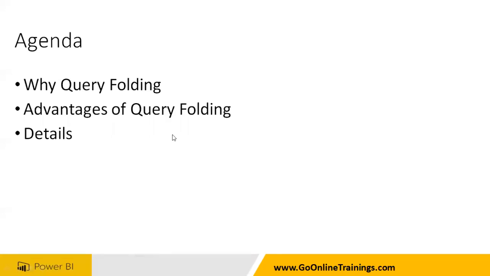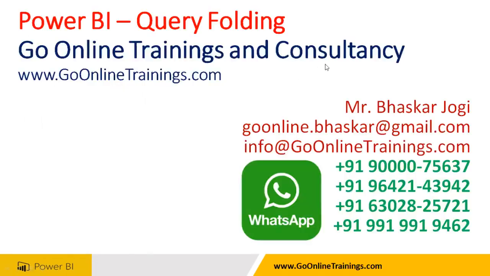Some transformations can be done at the source level. So that is what is called query folding. The M language is going to write an equivalent query and send it, so that SQL Server or the source itself is cleansing some data and sending the cleaned, ready-to-use data based on your steps in the Power Query level. So that is what is called query folding. Am I clear?